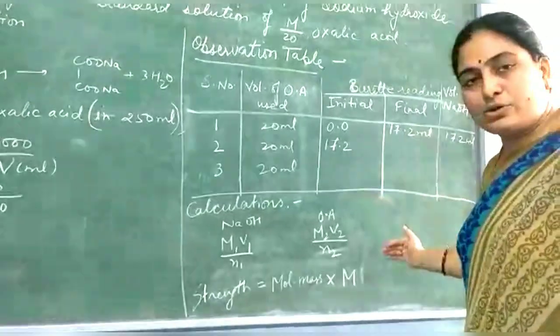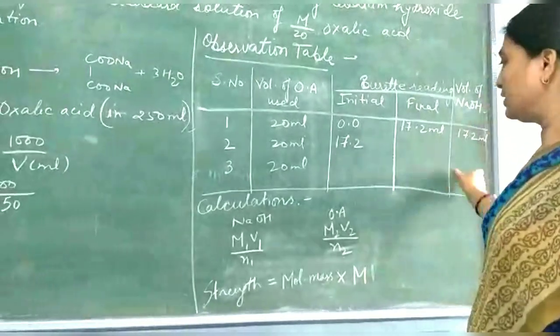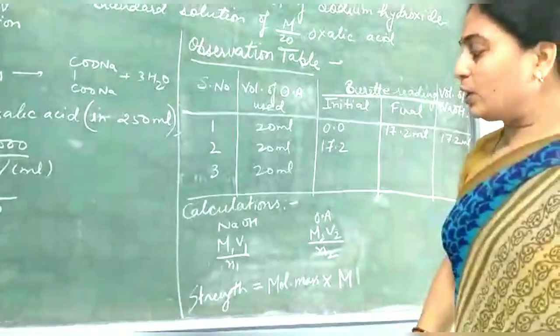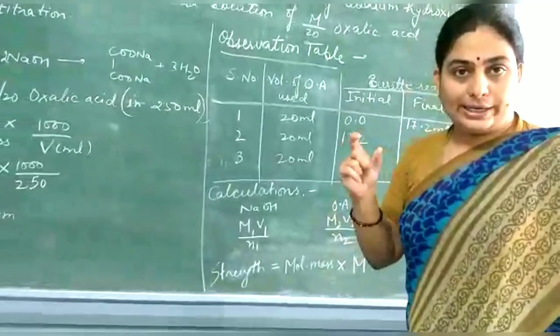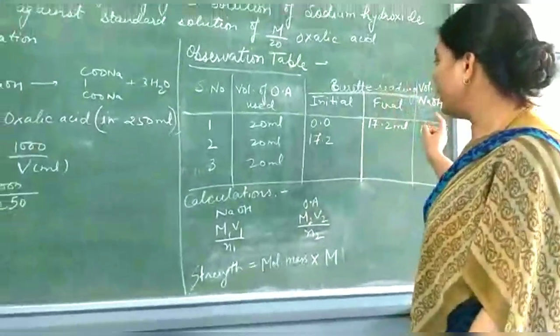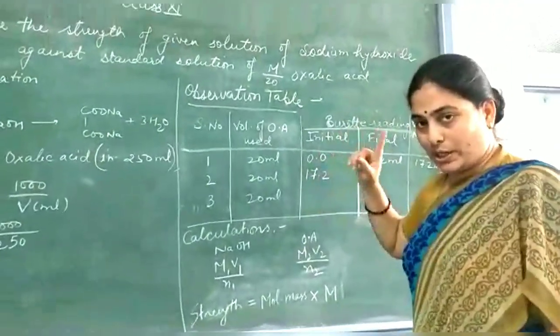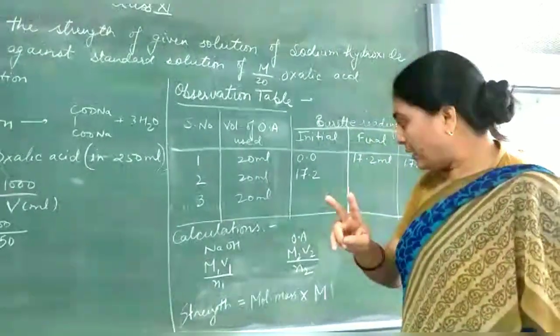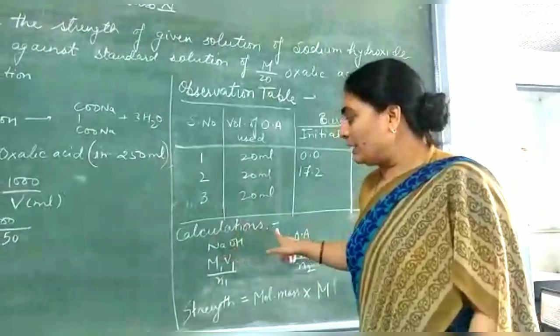Take a third reading. You have to repeat the process until you get exactly two similar consecutive readings, and that we call a concordant reading. Using that concordant reading, not all three, only the concordant reading, which is the consecutive similar reading, we are supposed to do the calculation.